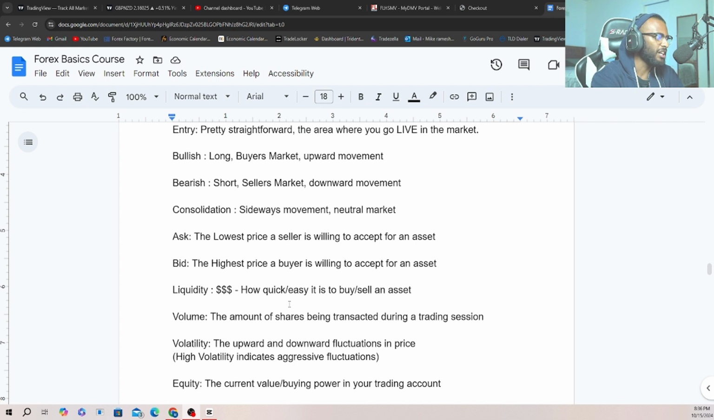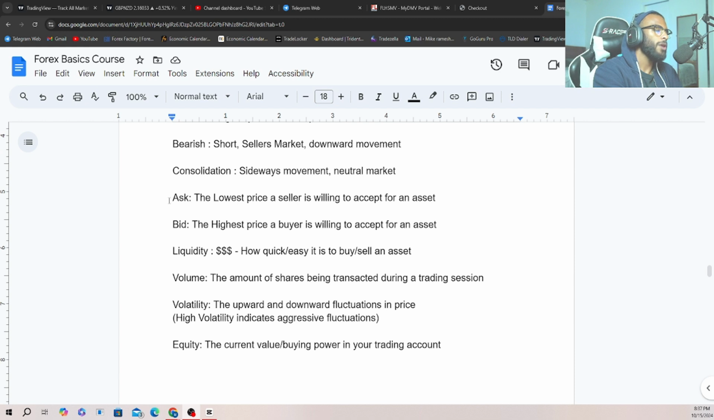So, consolidation. Consolidation means when the market isn't really going up or the market isn't really going down. So, bullish means decisive upward movement. Bearish means decisive downward movement. And then consolidation means there's no decision. The market is neutral. It's just going sideways. So the market can pretty much only go three ways: up, down, or sideways. That's consolidation. Price is consolidating in a specific area.